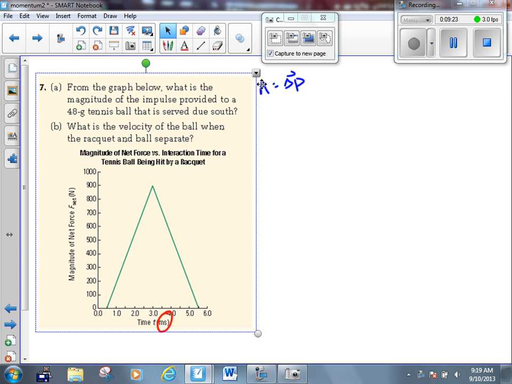All right, let's see what the question says. A says, from the graph below, what is the magnitude of the impulse provided to a 48-gram tennis ball? Circle that one as well. 48-gram tennis ball that served due south.